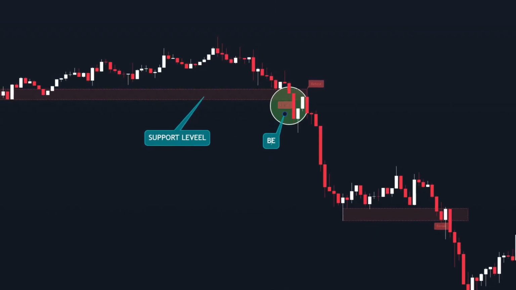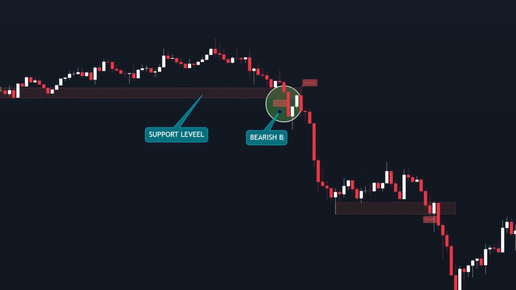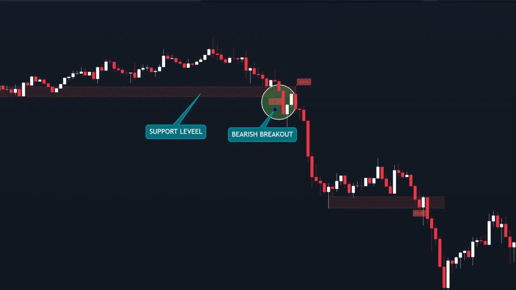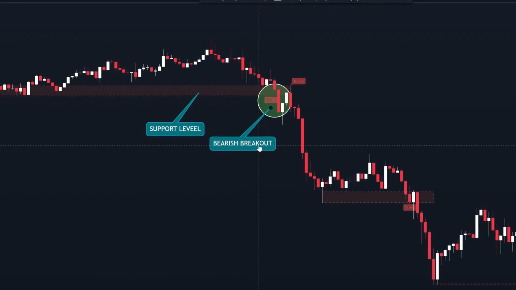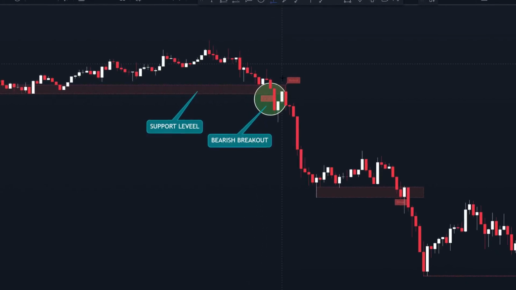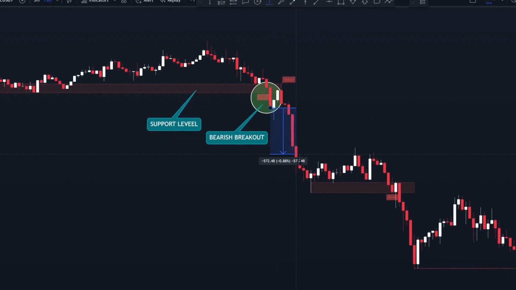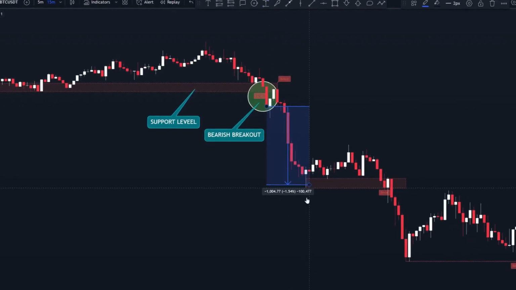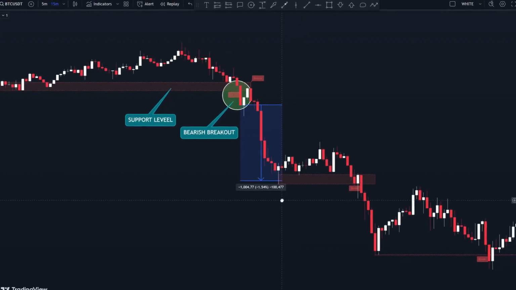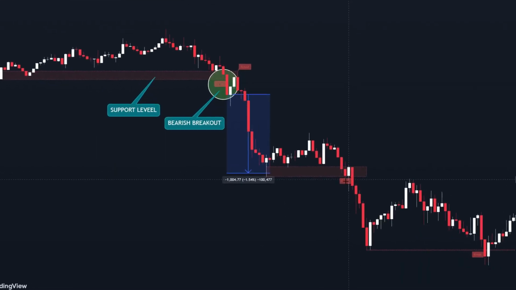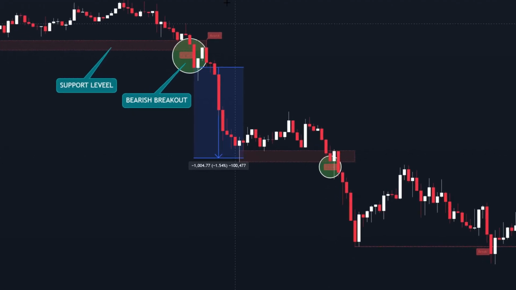Plus, if you like to wait for a pullback before making a move, the indicator also gives retest signals on the chart. These retest signals show you when the price action is testing the broken support or resistance level again, giving you another chance to enter the trade. As you can see, most of the signals are pretty accurate, but hold up.